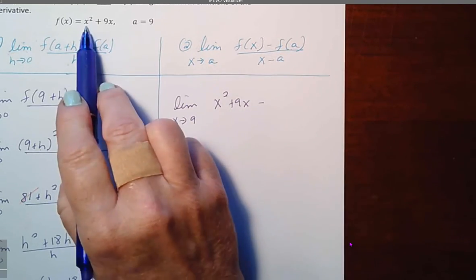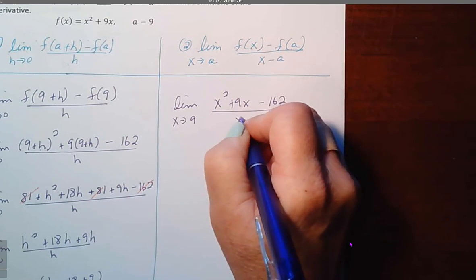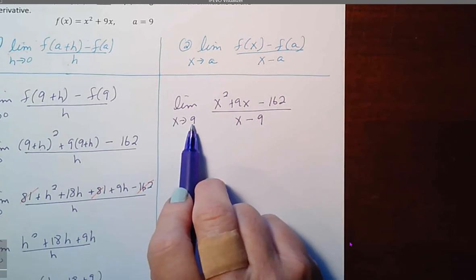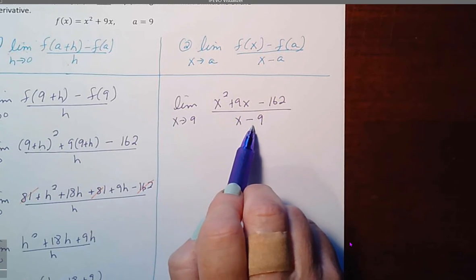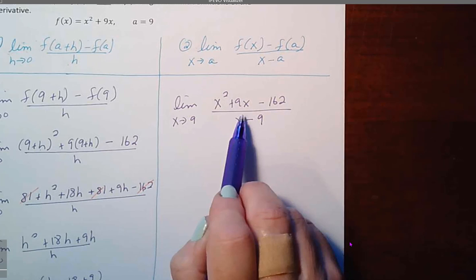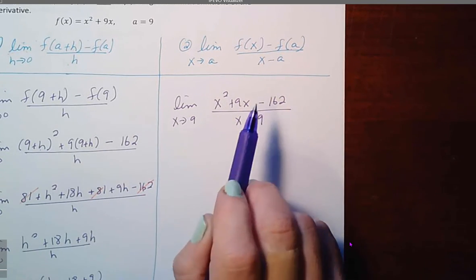If you plug this in, we got that right here. That's 162 all over x minus a, and a, of course, is 9. If you plug this in, you would get 0 over 0, which is indeterminate. So that means we can simplify it. How can we simplify this? Conveniently, this is factorable. Now here is a hint.